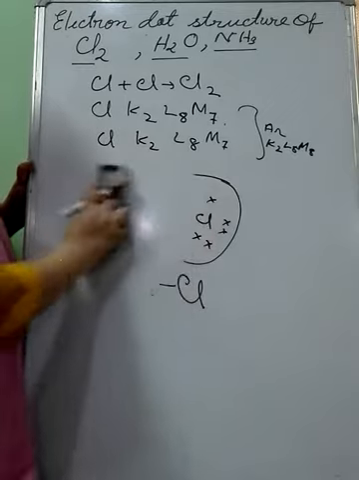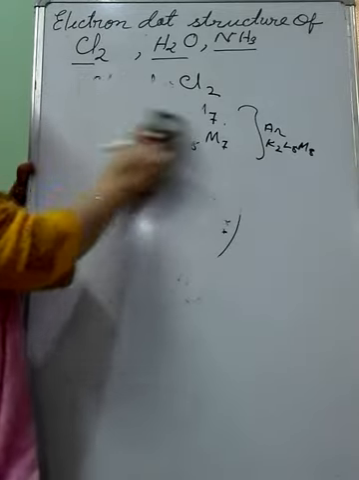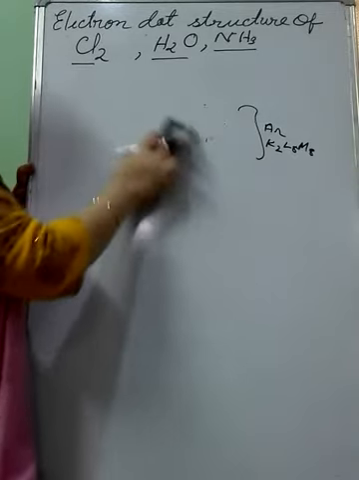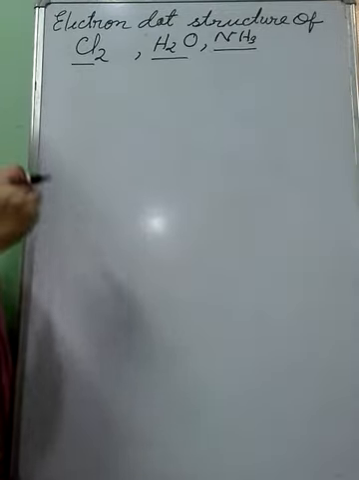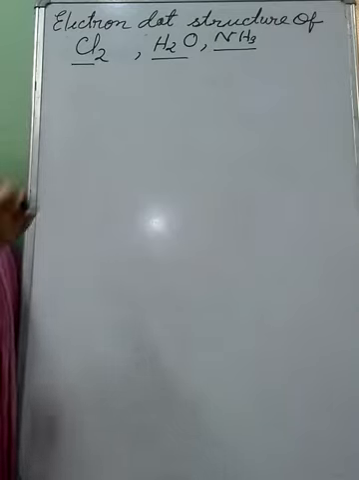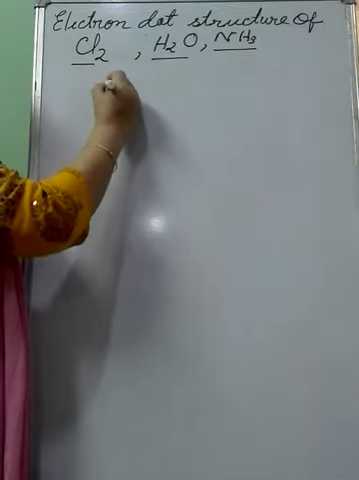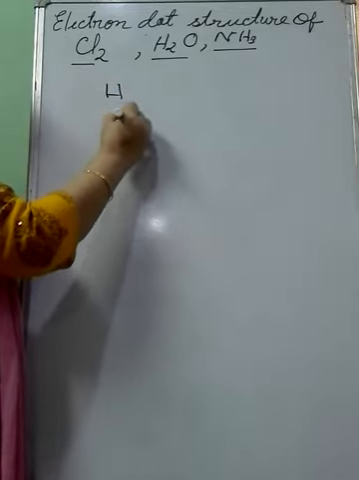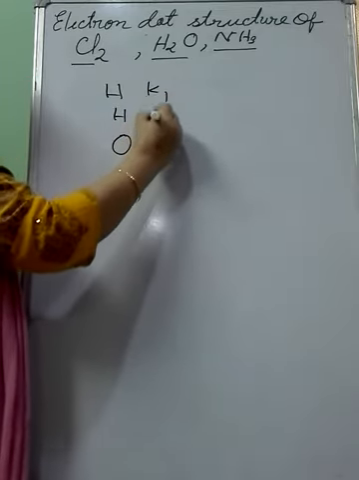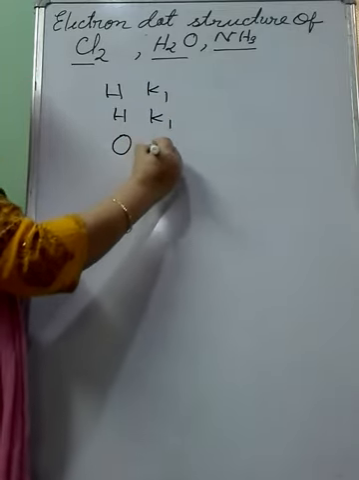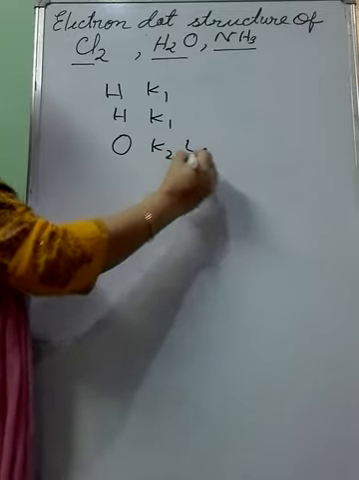Now come to the case of water and ammonia. Let me tell you first about the water. So till now we have been discussing diatomic molecules, where two atoms of the same element combine to form the molecule. But in the case of water, hydrogen is one type of element and oxygen is another type of element. Hydrogen configuration is K1 for both, then oxygen configuration is K2L6.